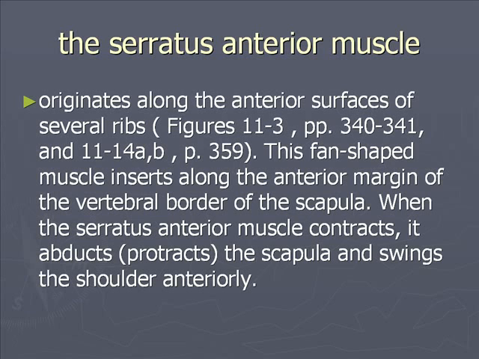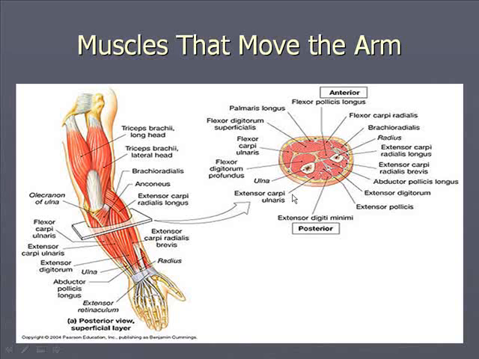The serratus anterior muscles, basically on the anterior surface of several ribs. Fan-shaped muscle that inserts along the anterior margin of the vertebral border of the scapula. When the serratus anterior muscle contracts, it abducts, protracts the scapula, and it swings the shoulder anteriorly.